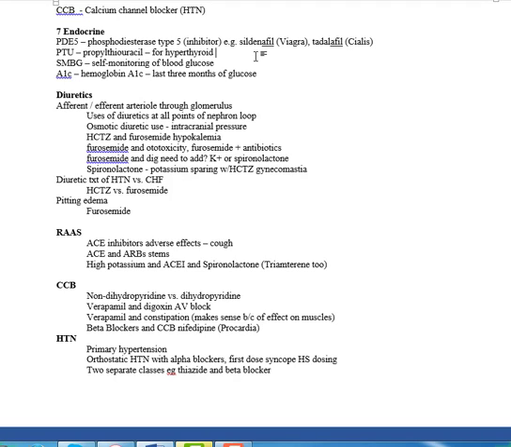PTU, propylthiouracil for hyperthyroid. SMBG, so self-monitoring of blood glucose, how we still do it. But the injections are not too bad in terms of the size of the needle. They're supposed to be relatively painless, I've heard. But we're starting to get into devices that might be doing this for us. Hemoglobin A1C, that's the way you find out what the last 3 months of glucose are. It's really helpful to find out how the patient has been doing over time.